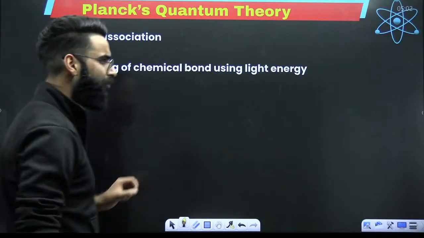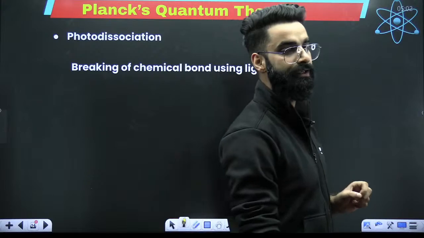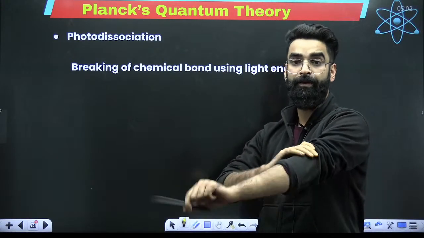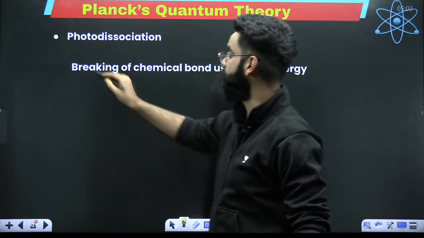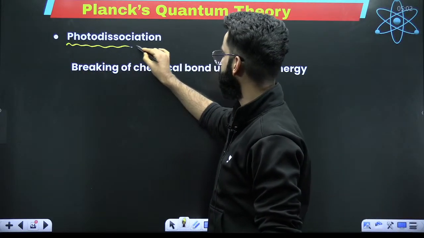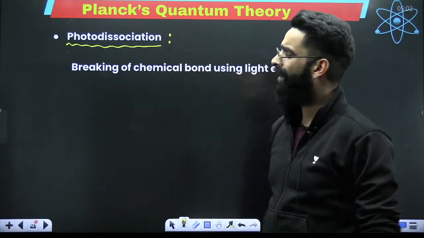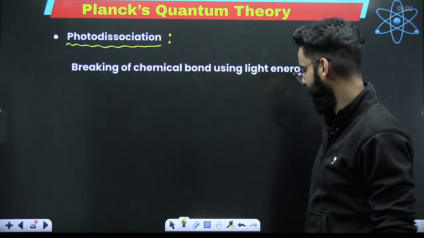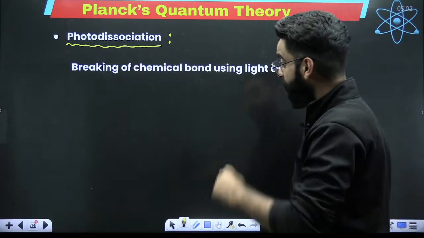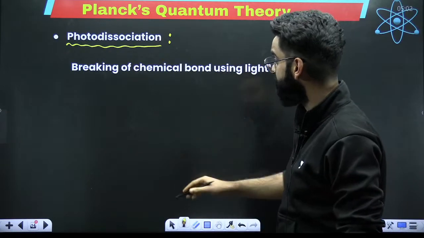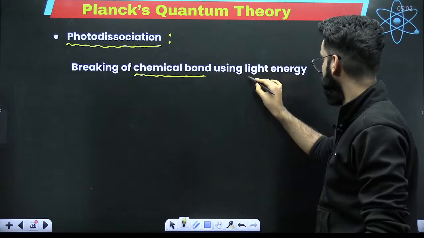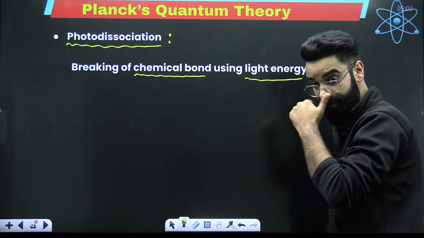Now, my dear students, one more application of this Planck's quantum theory. What is that? That is photodissociation. How do you exactly define photodissociation? First of all, let me tell you, photodissociation is defined as breaking of chemical bond using light energy. This is something important, right?